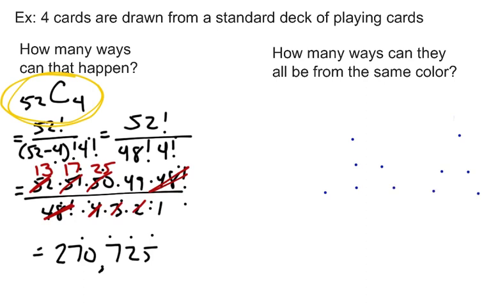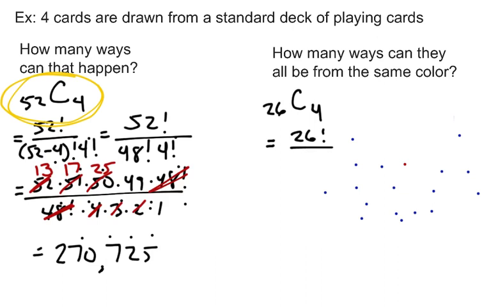Let's move on to how many ways could you get 4 cards to all be from one color. Well, with a standard deck of cards, there's 2 different colors, red and black, and in each color there's 26 cards. So if we say red, there's 13 diamonds and 13 hearts. That makes it 26 cards. And we want to take 4 of them.